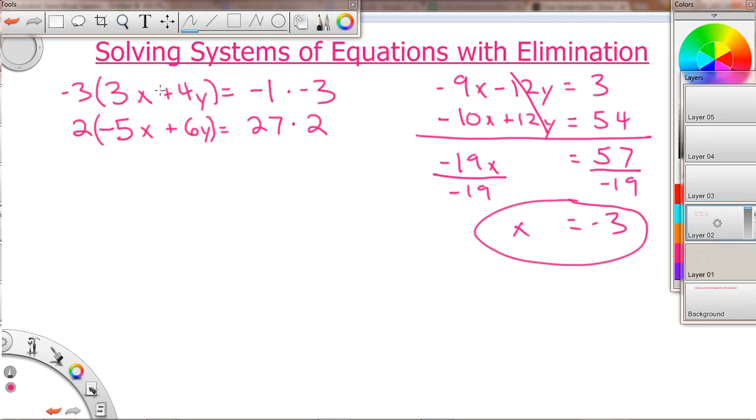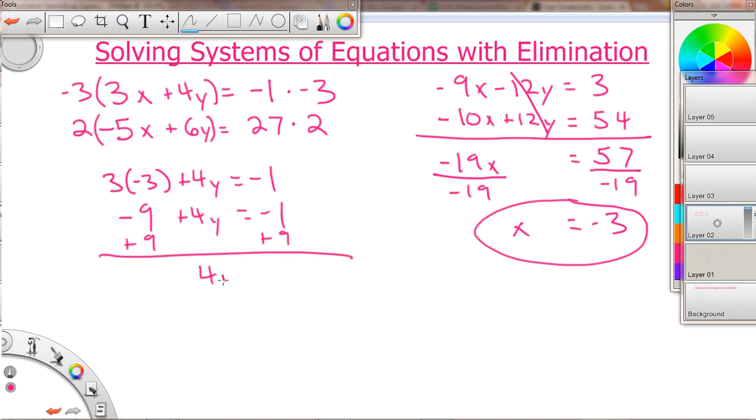I'm going to choose this one here, the 3x plus 4y. This is going to be 3 times parentheses negative 3, substituting negative 3 for x, plus 4y is equal to negative 1. I'm ignoring this times 3 thing. I'm just writing down the original equation and substituting negative 3 for x. Okay, negative 9 plus 4y is equal to negative 1. Add 9 to both sides. 4y is equal to 8. Divide by 4. And y is equal to 2. So my solution would be x is negative 3 and y is positive 2.